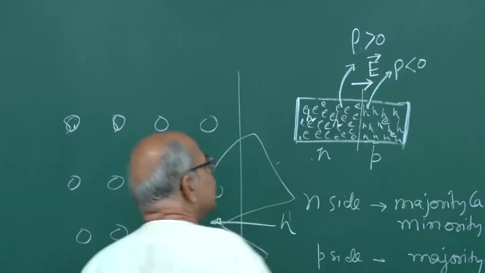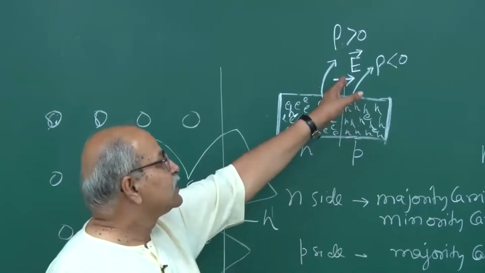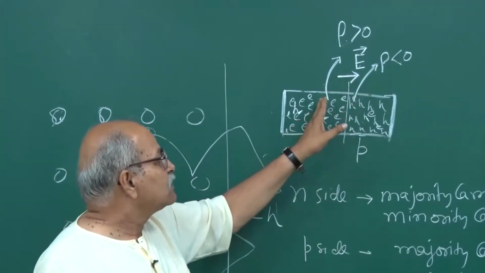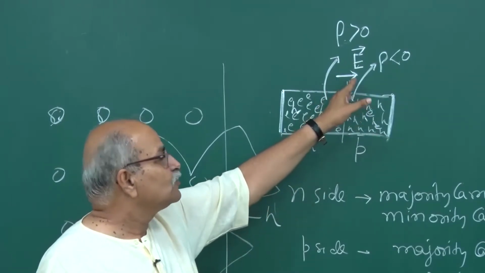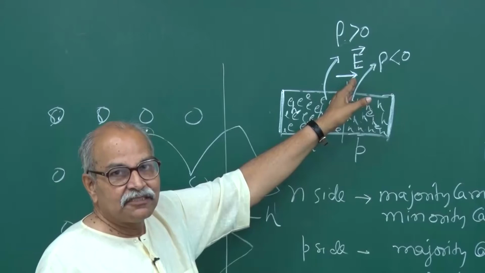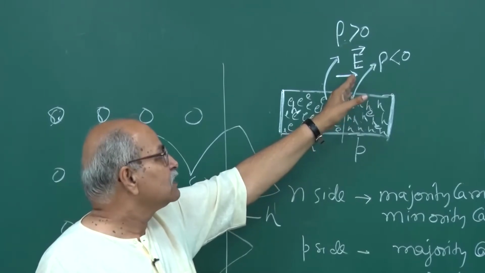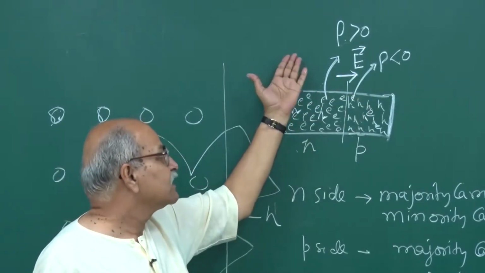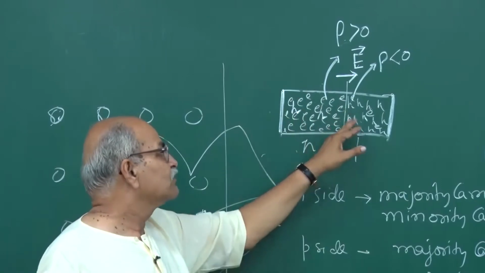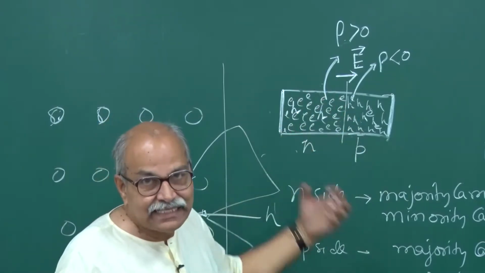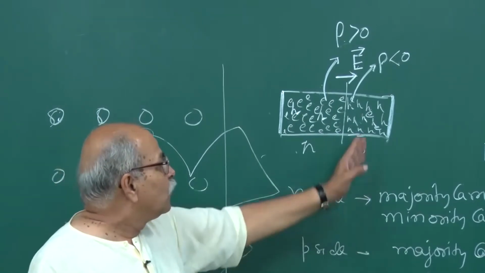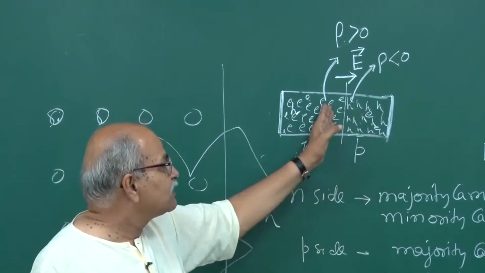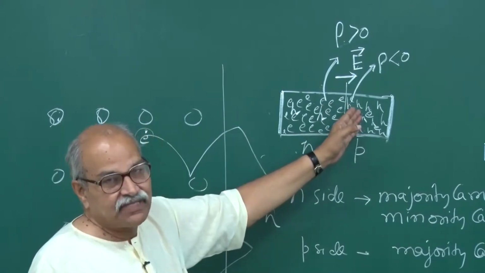And this electric field will oppose diffusion. If the electrons are trying to come from left to right and the electric field is also in the same direction, the force on the electron is in the opposite direction, since it is a negative charge, and therefore that force will resist diffusion, will oppose diffusion.